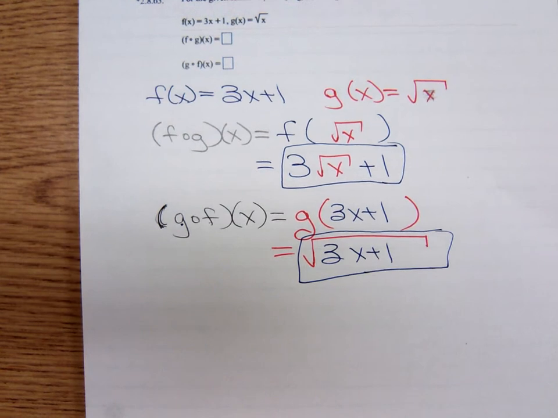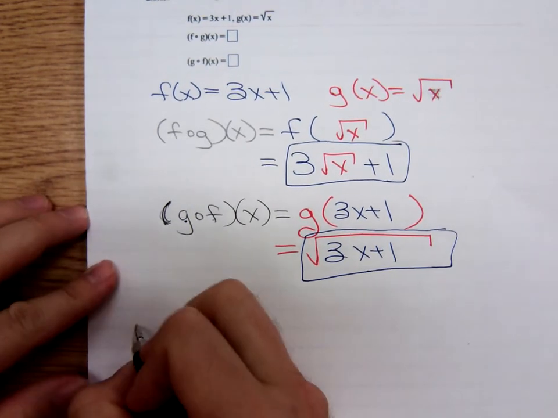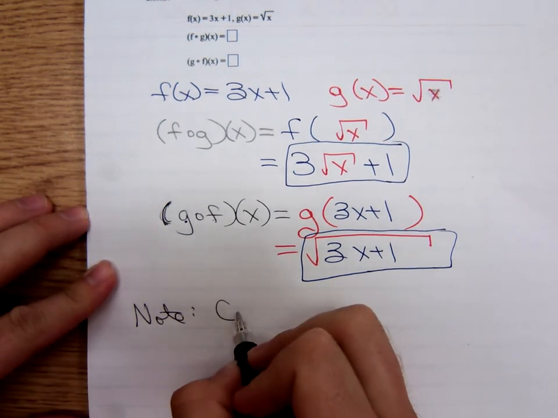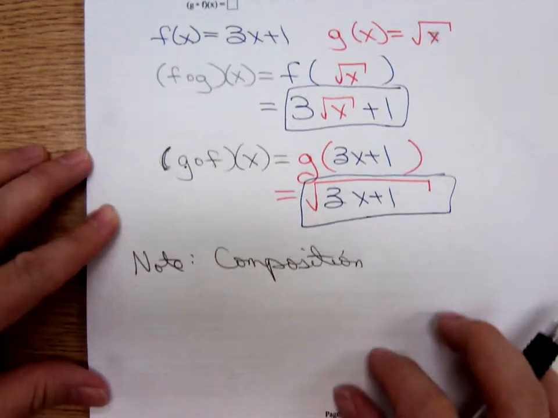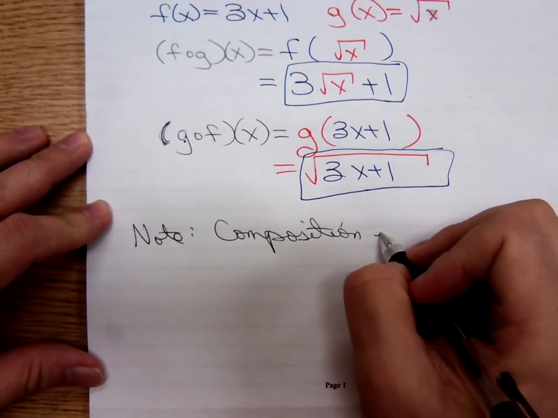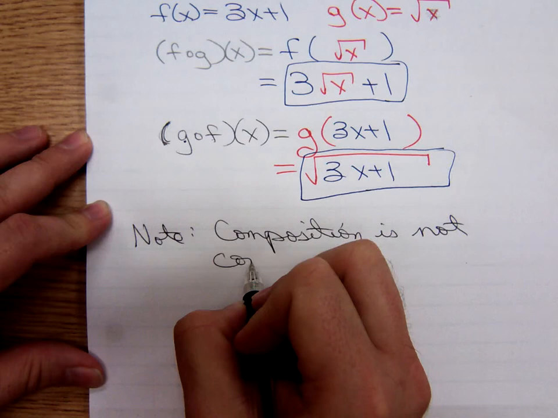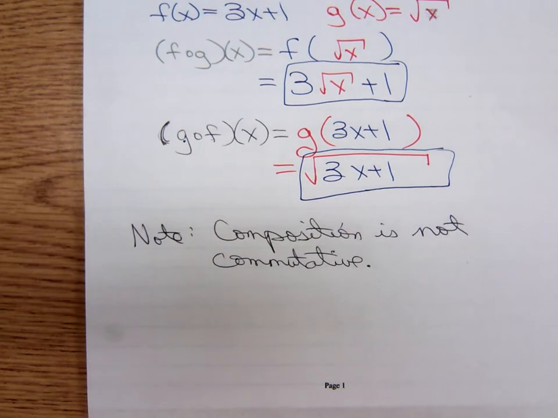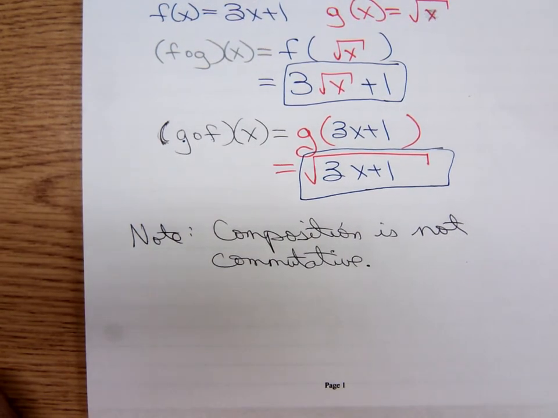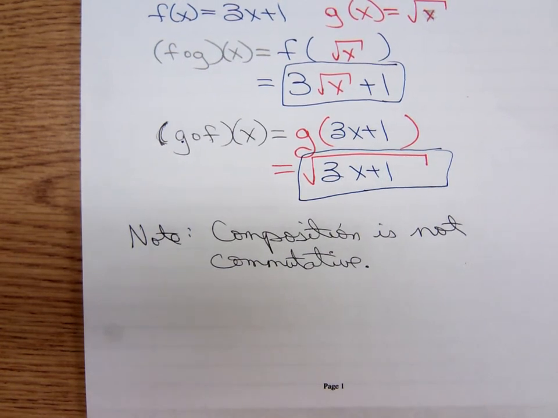So here's my question. Is composition commutative? Does F composed with G always equal G composed with F? No, it does not. Note, composition is not commutative. We had different answers for F composed with G and G composed with F. On the test, if I ask you to find G composed with F, and you get confused and find F composed with G, are you going to have the right answer? Probably not. So be careful. Make sure you know the order in which this composition works.